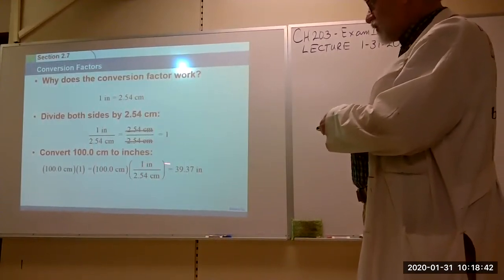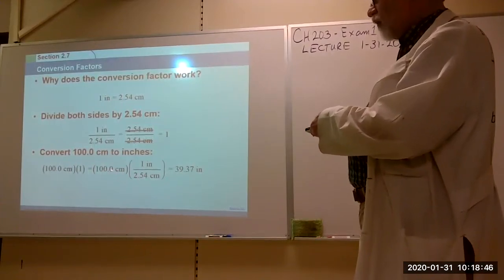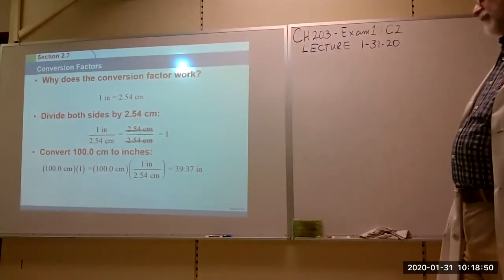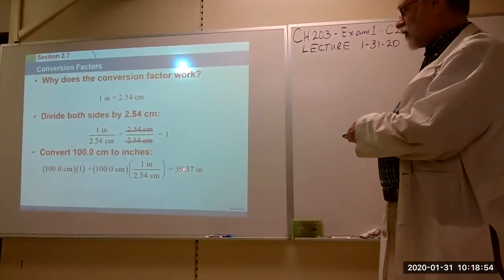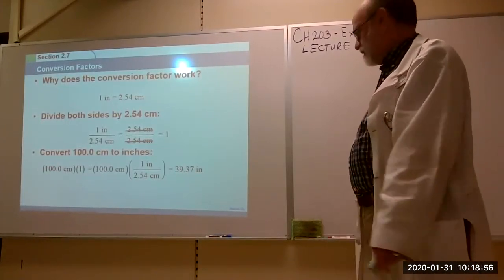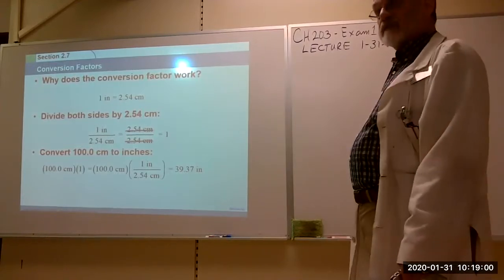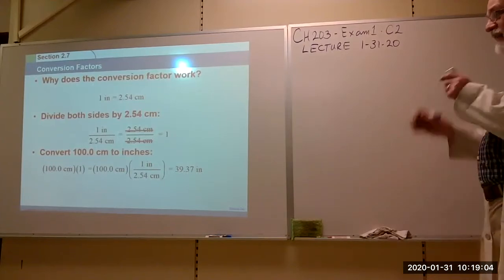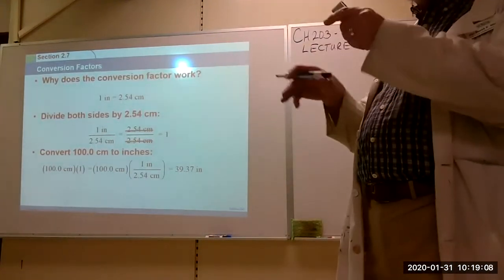Now that we have the units we want, we just have to resolve the numbers. 2.54 into 100 is 39.37 inches. That's 1 meter, actually. So I was off by 100. Didn't I say 39.36? 39.37. So that's why conversion factors work, because conversion factors are always equal to 1.